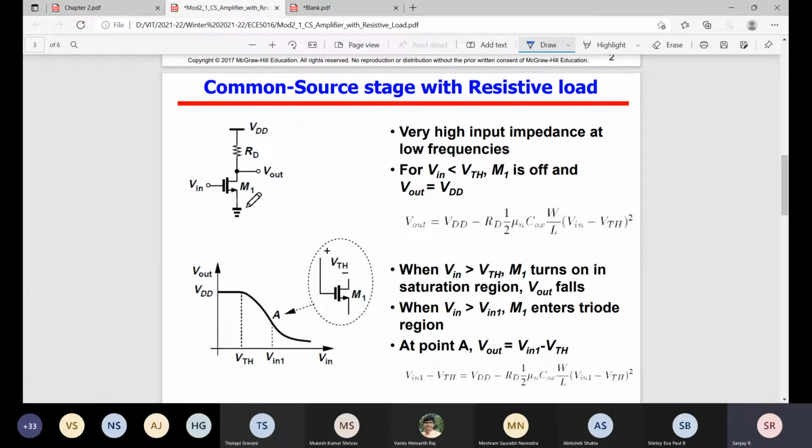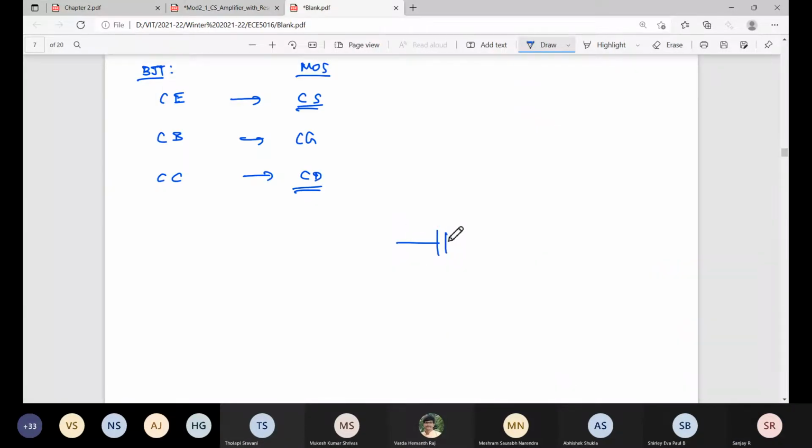Why is it called common source? Can anyone answer? Source is common between the input terminal and the output terminal. Source is common to the input port and output port. Good. Input voltage is with respect to the source, output voltage is with respect to the source. So the source is common. That's why this topology is called the common source amplifier. In a common source amplifier, we apply the input at the gate and observe the output at the drain.